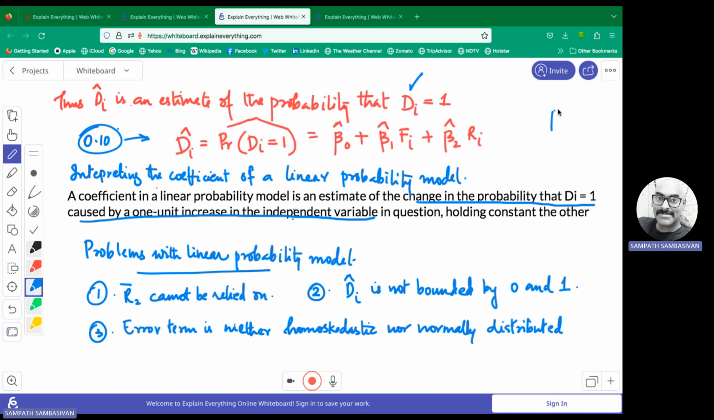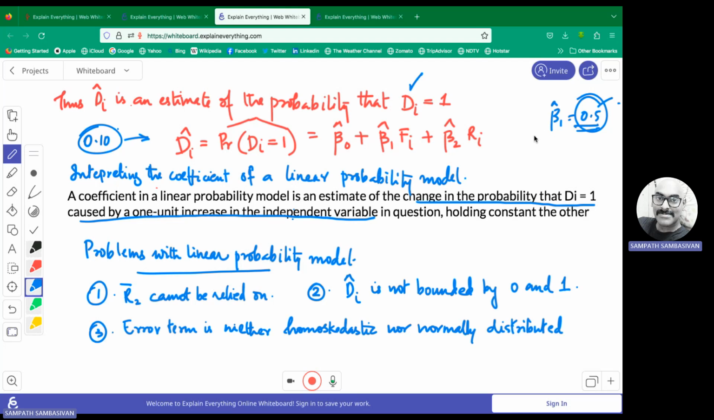See, before, in our normal regressions that we have seen, for example, if beta 1 hat is equal to, let's say, 0.5, what would that mean? That would mean that for every unit increase in this independent variable, it increases the dependent variable by a value of 0.5, isn't it? That is basically the way in which we interpreted a normal regression model, right?